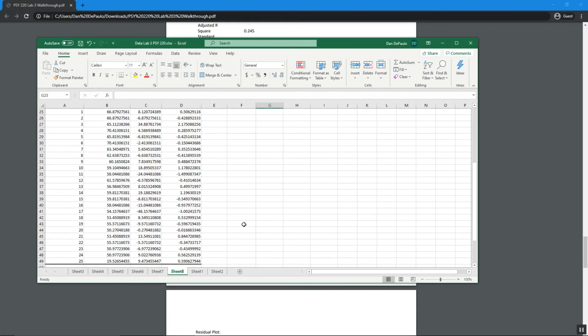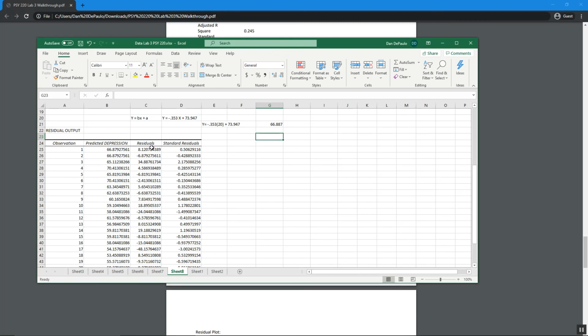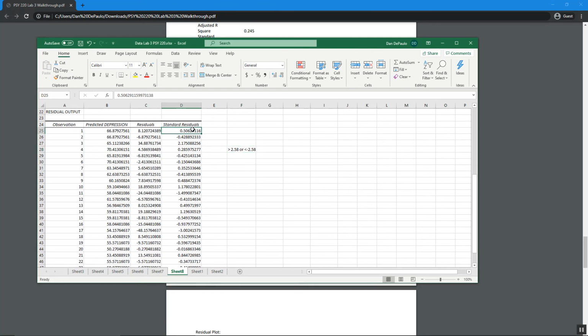So let's look at the residuals. These are the actual residuals for each data point. These are the standardized residuals, so these are the z-scores. Remember with z-scores, when we found outliers, we wanted z-scores that were greater than 2.58, or something that's less than negative 2.58. So those were our criteria for the outliers, greater than 2.58 and less than negative 2.58. So let's look at those z-scores here.